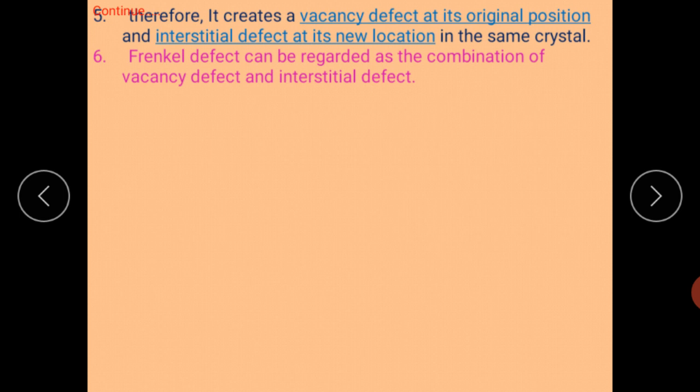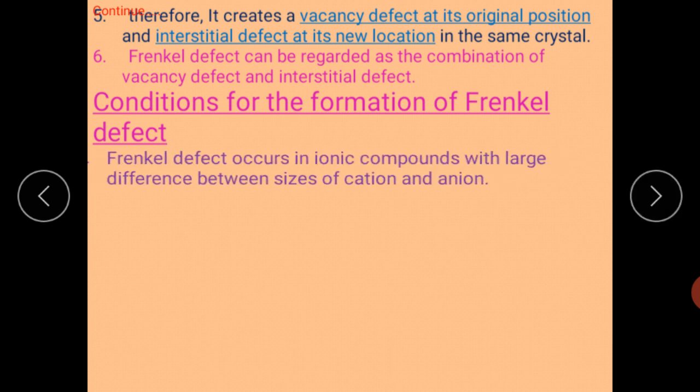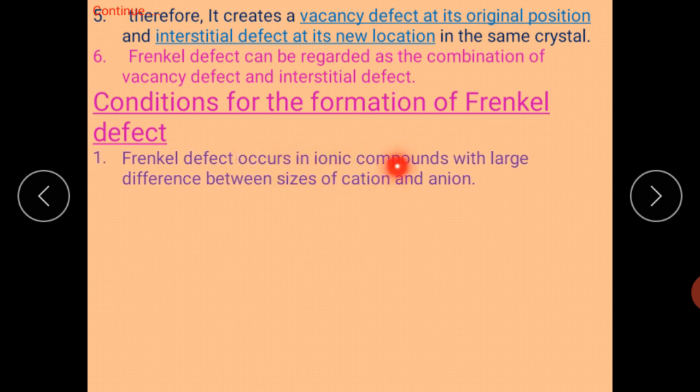Next point is the conditions for the formation of the Frenkel defect. How is the Frenkel defect formed? There are two conditions. First, a Frenkel defect occurs in an ionic compound with a large difference between the size of the cations and anions. In this case, cations are smaller and anions are larger.